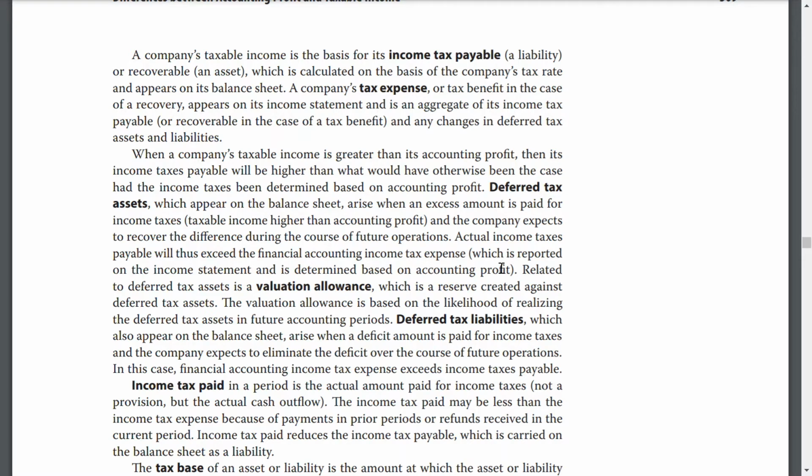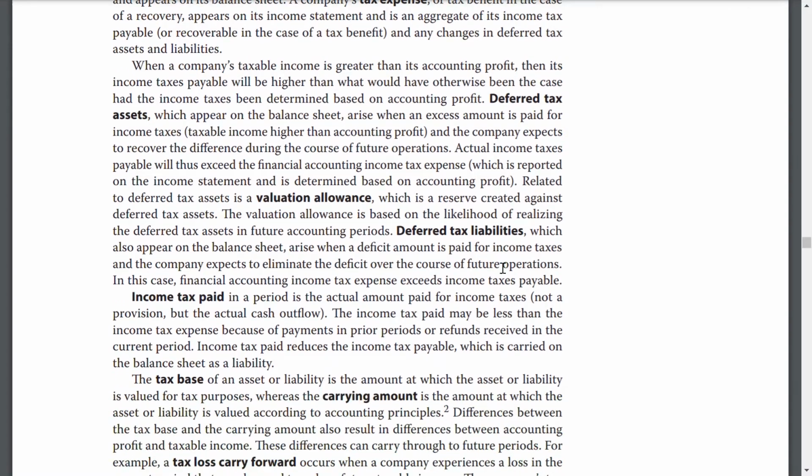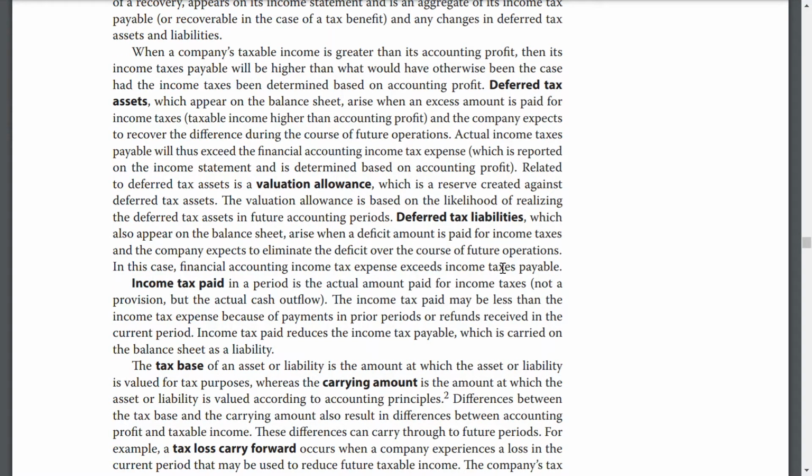And its aggregate of its income tax payables and any changes in deferred tax assets and liabilities. When a company's taxable income is greater than its accounting profit, then its income tax payables will be higher than what would have otherwise been the case had income taxes been determined based on accounting profit. Deferred tax assets, which appear on a balance sheet, arise when the excess amount is paid for income tax, and the companies expect to recover the differences during the course of future operations.